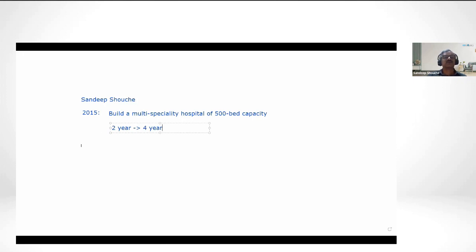Let's fast forward to year 2020, when I volunteer for a non-government voluntary organization. At that time, the government requested us to build an 800 bed COVID hospital. And they said, how soon can you deliver this?